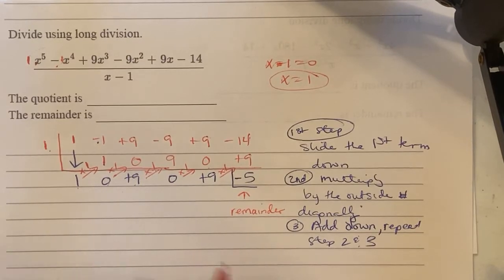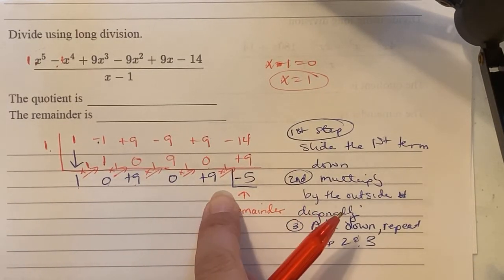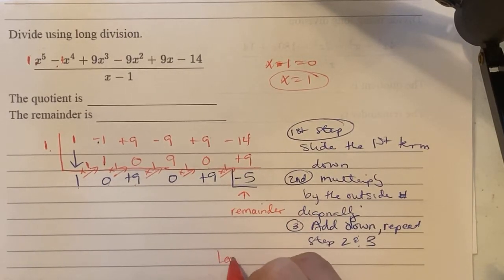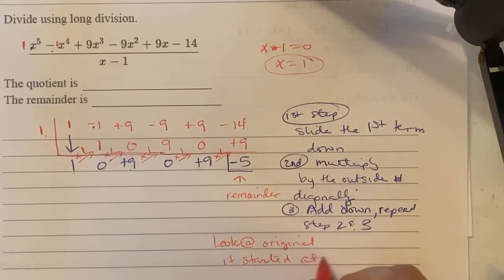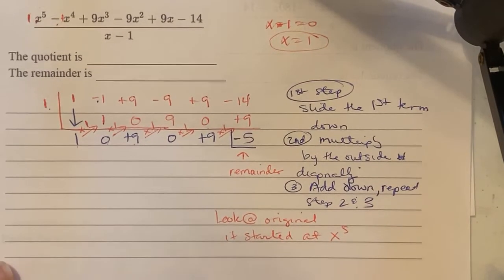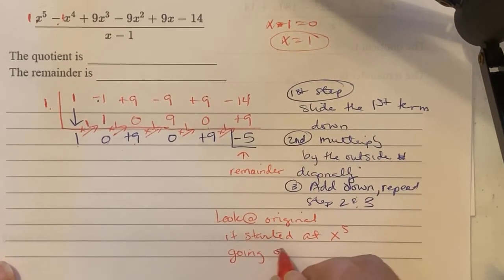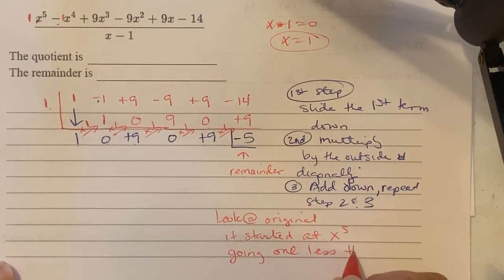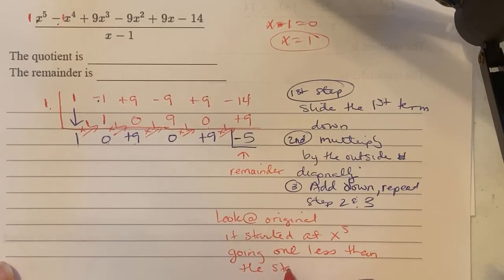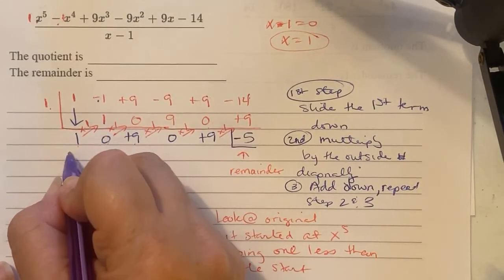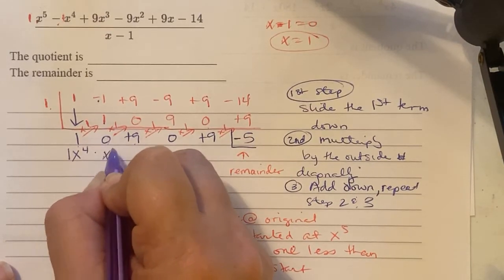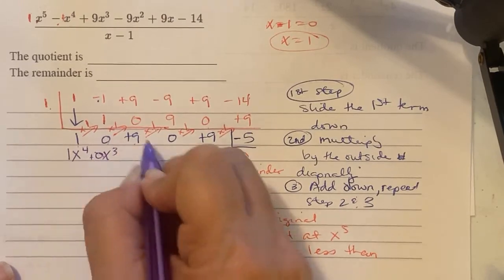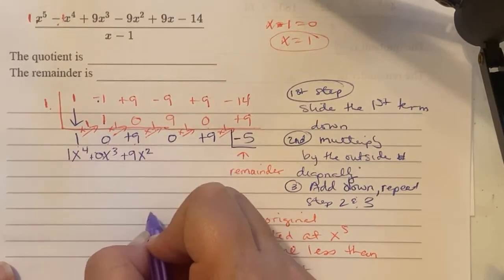Now, how do you know how to list these, what variables happen here? So look at your starting value. So look at the original. It started at x to the 5th. So you are going to be 1 less than the start. So this is going to be a 1x to the 4th power. This should be the x to the 3rd power, but it's got a 0 value to it. Positive 9x to the 2nd power.